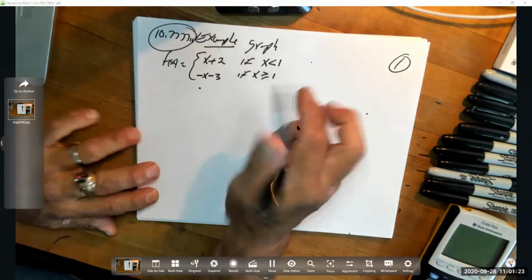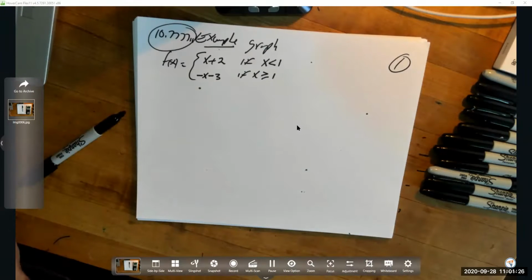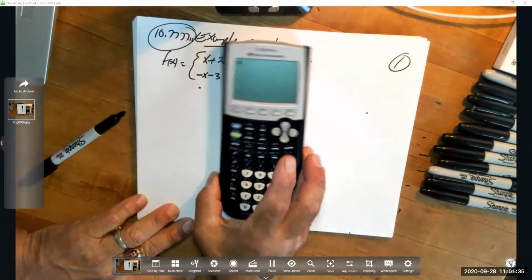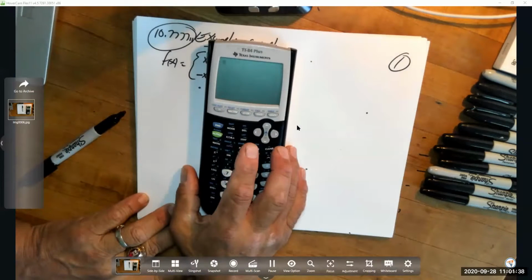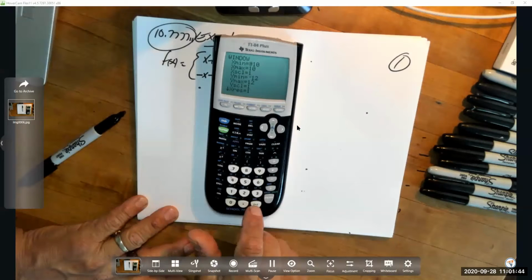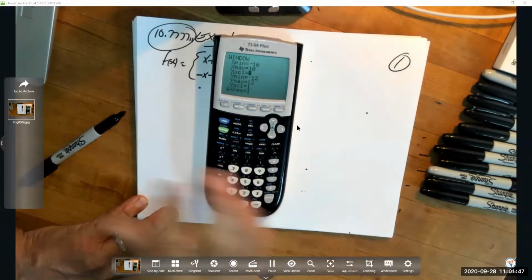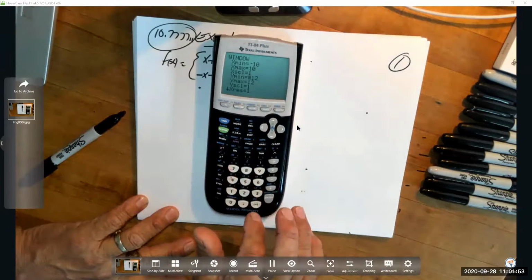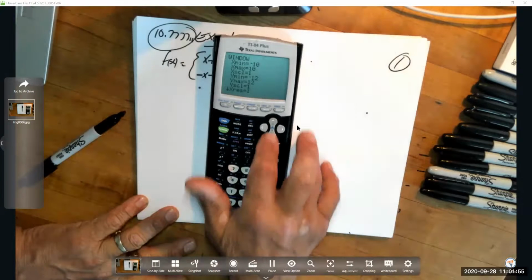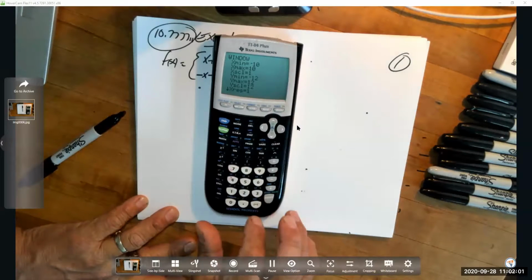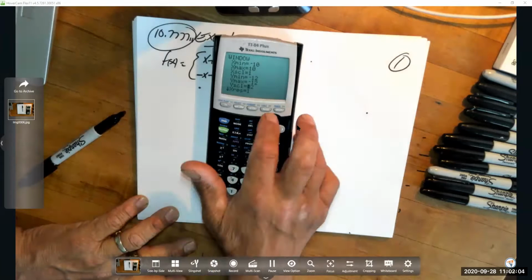All right, on your TI-83 or 84s, get your machine out. Does everybody have one of these machines? Hopefully, yes. Go to Window, and put in negative 10 and 10 for the X min and X max. Move down to the Y's, and put negative 12 and then 12 for the next ones.